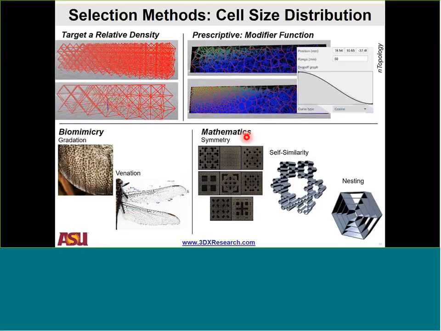Three ideas in mathematics, and by no means is this complete, are symmetry, the notion of local symmetry as well as on the structural level, cell similarity or fractal geometries, and nesting. These are all different ways you can think about how you want to distribute your cells.